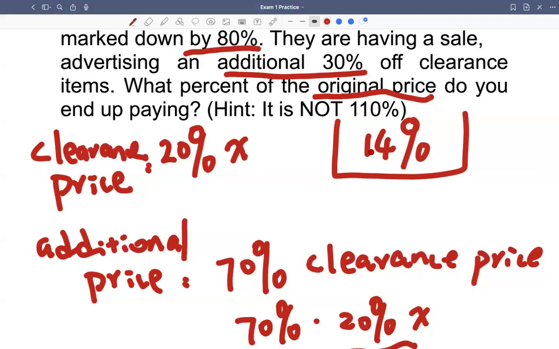That means 86%, right? 86% marked down. So depending on the question, this question asks, what percent of the original price do you end up paying? We only have to pay 14% of the original price. If I asked you what percent was the total markdown, we would answer 86% markdown in total. All right, that's this question.